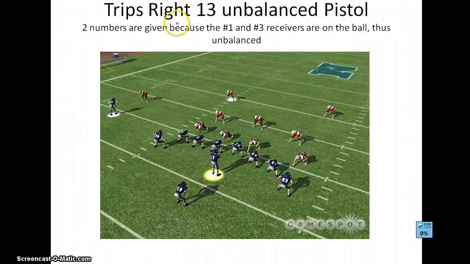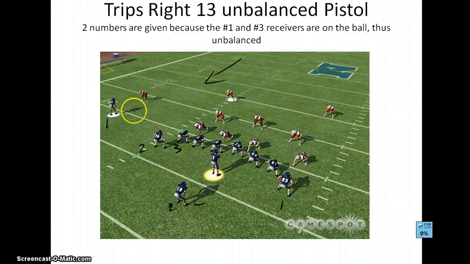Here's trips right 13. Trips right 13. Here we are on this side of the ball, and it's trips right 13, unbalanced pistol. Well, it's trips right because here's 1, here's 2, here's 3, here's 1, and here's a single back. 2 if he comes this way, and 4 if he went the other way. But looking at the formation, it's unbalanced because he appears to be on the line of scrimmage.